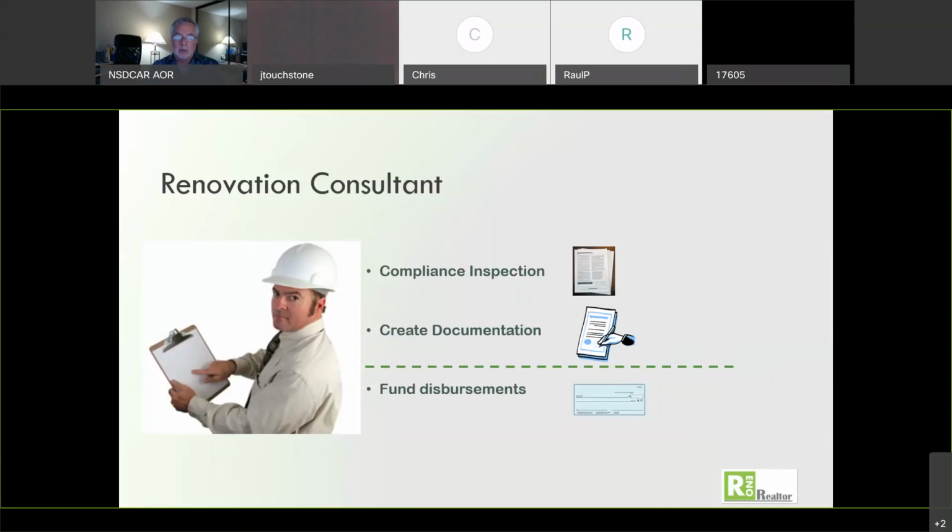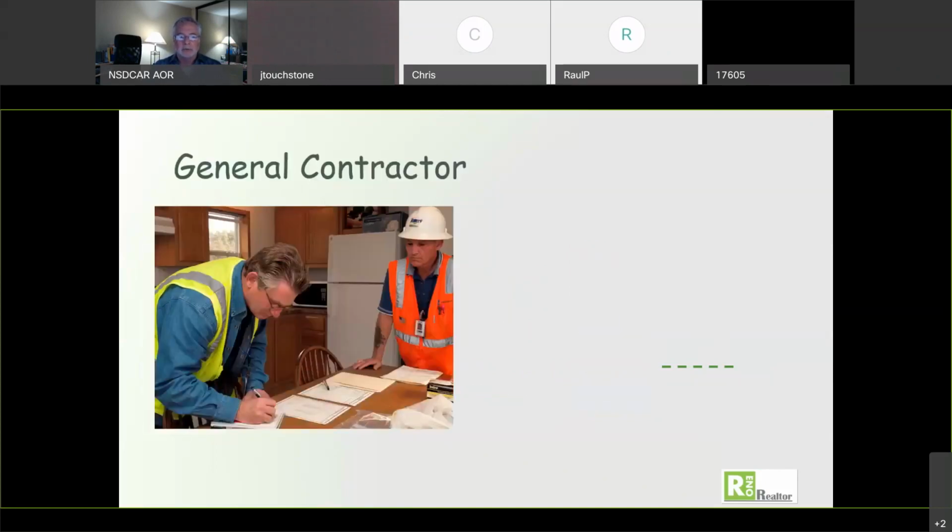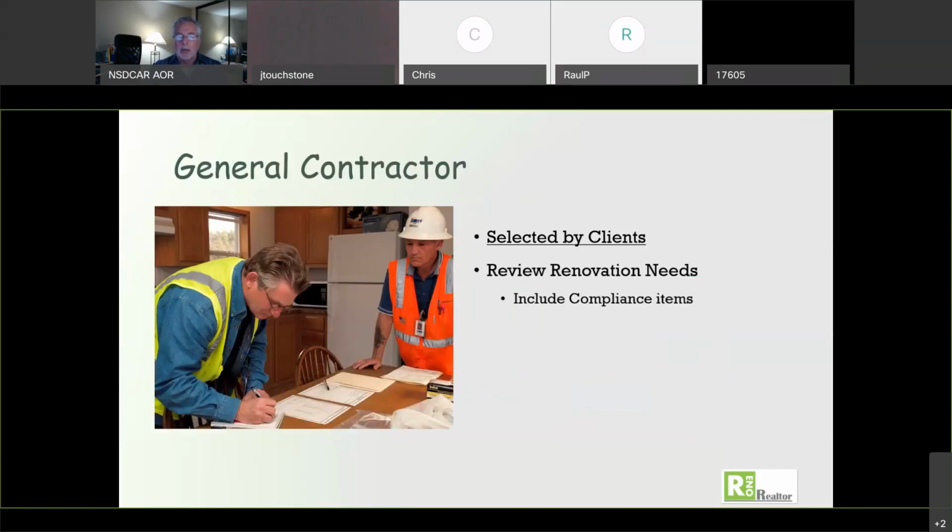It's nice to know that once we close escrow, the realtor, in terms of their process, is pretty much done. I'm staying throughout the completion of the project. The general contractor, as I mentioned, needs to be selected by the home buyer. They will review the renovation needs and make sure we include the compliance items. They'll submit the bid. The bid comes to me. I'll review it and make sure that it really complies with the lender's guidelines. And this is a process that sometimes takes several iterations. I try to explain that to the contractor as soon as they come on board.